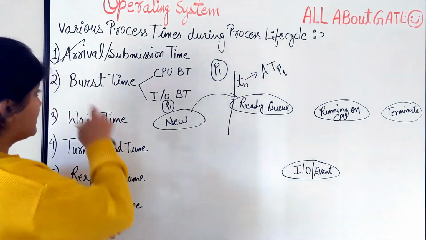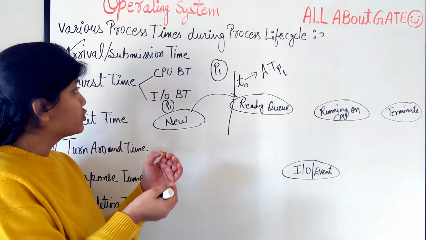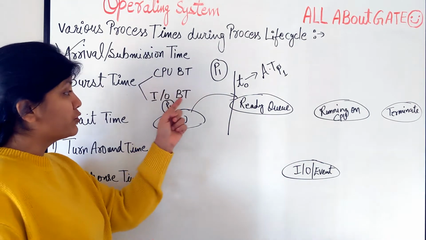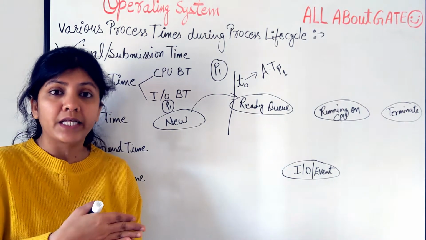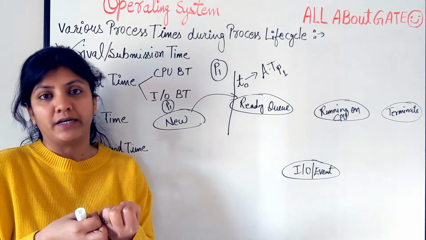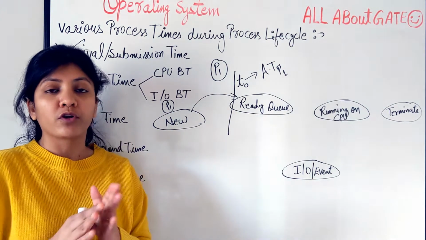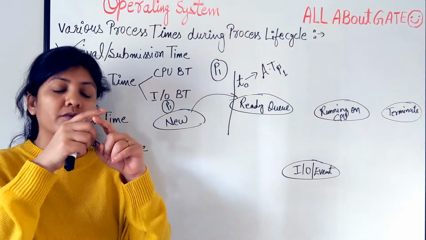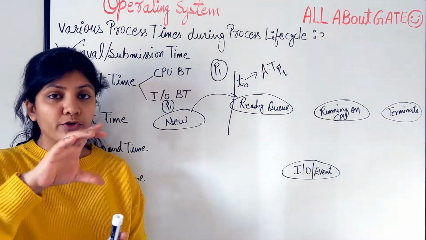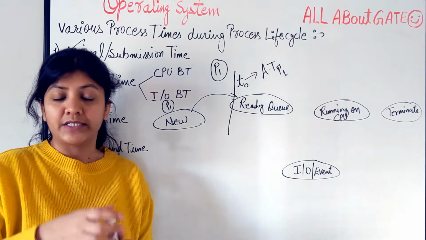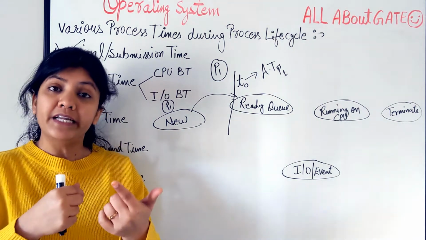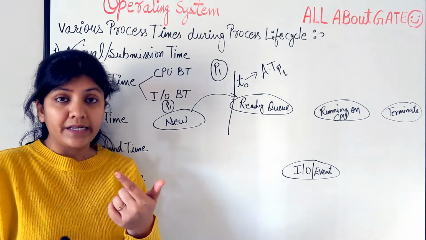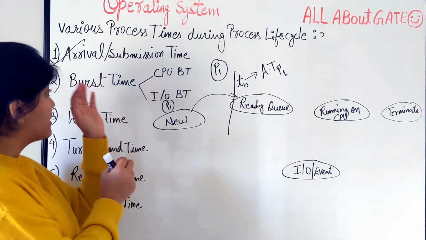The next time is the burst time, which comes in two categories: CPU burst time and input output burst time. Simply, it is the amount of time a process needs for its execution. Whatever piece of code the process has in its address space, the code or text section, has instructions to execute. The amount of time it needs to execute its instructions is known as the burst time.